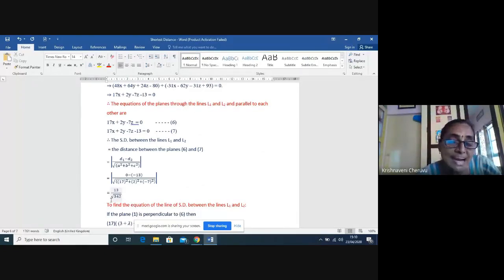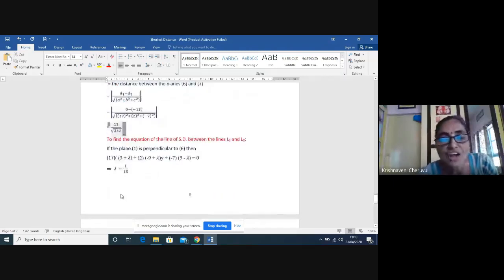So to find the shortest distance between two lines, when both the lines are unsymmetric, first find the plane containing L1 and then the plane containing L2, take them as parallel, find those two planes containing L1 and L2 and parallel to each other, and then use the formula for the distance between two parallel planes to get the shortest distance. So this is the first part, girls. We were able to find the shortest distance between the two lines when both of them are in unsymmetrical form. Now, how to find the equation of the shortest distance between the lines L1 and L2?